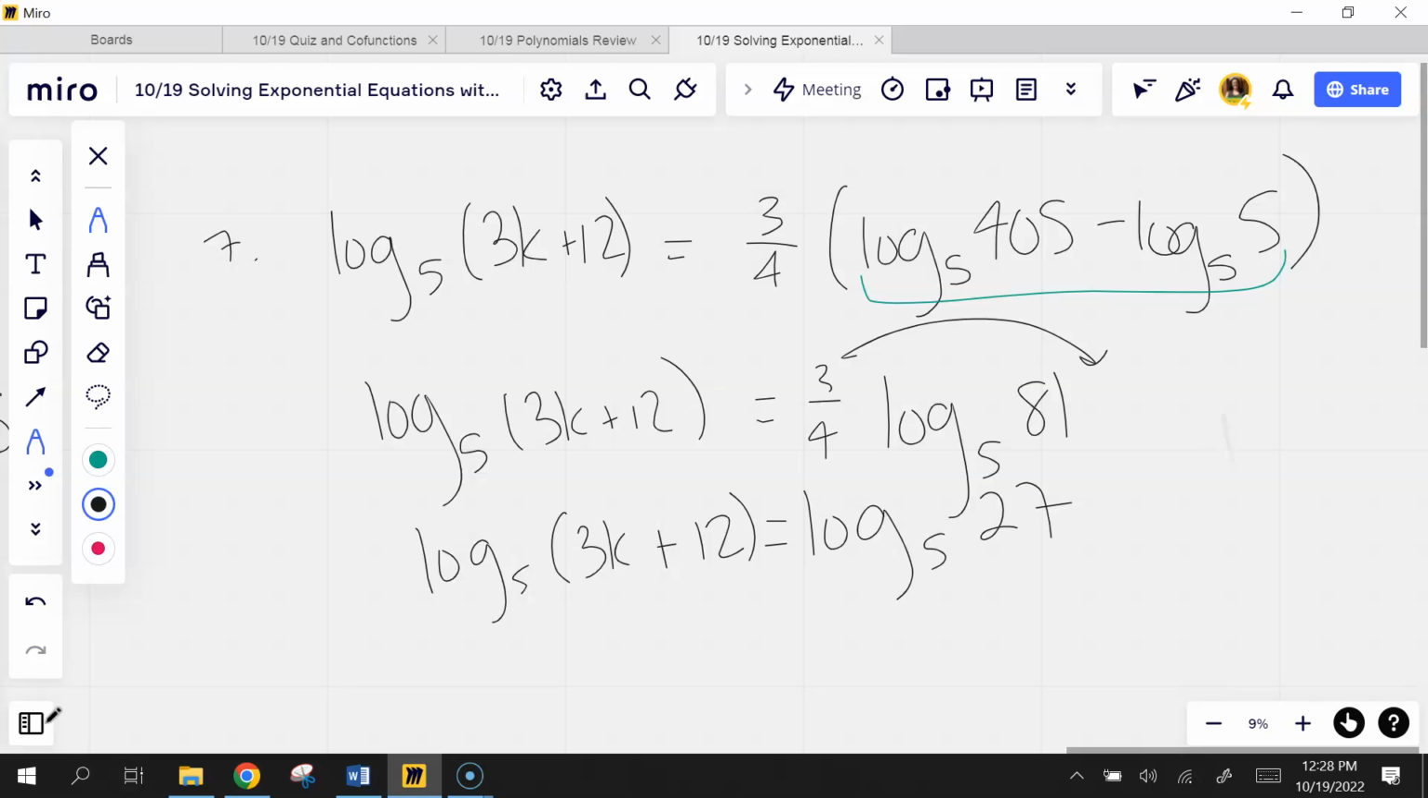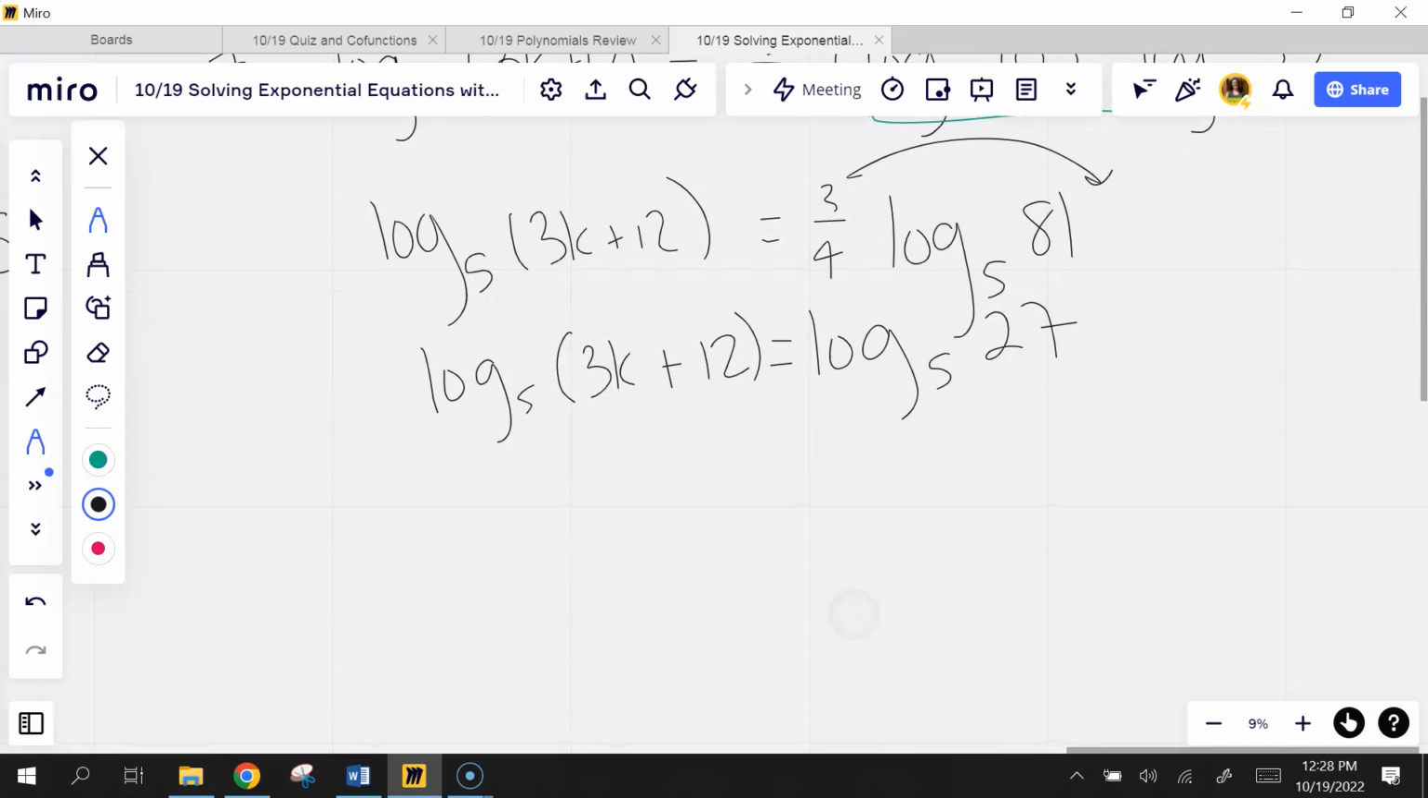Now, because both logs are the same with the same base, and that's all that's on both sides, I can eliminate those and just set the arguments equal. So 3k equals 115, and k is... and it works. You plugged it back in.